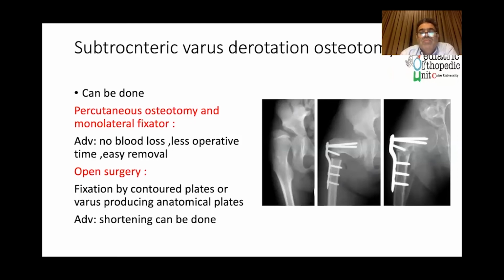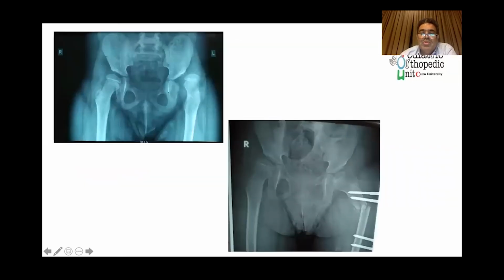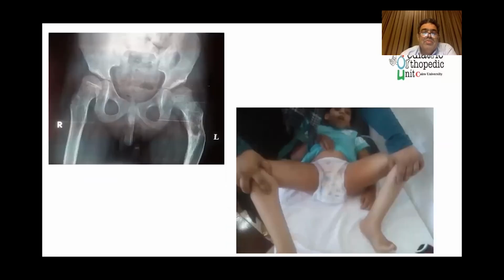How can we do a varus derotation osteotomy? It's either done percutaneously using a monolateral fixator or done with a plate and screw fixation. In our center, we prefer to do it with a monolateral fixator. Here we can do a varus derotation. This is the follow-up of the case you just saw. This is after remodeling, and the head is well located.